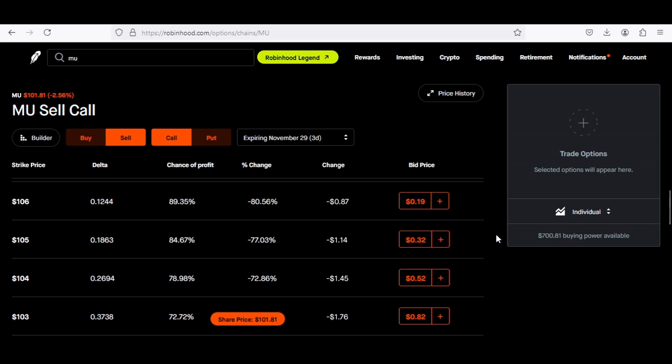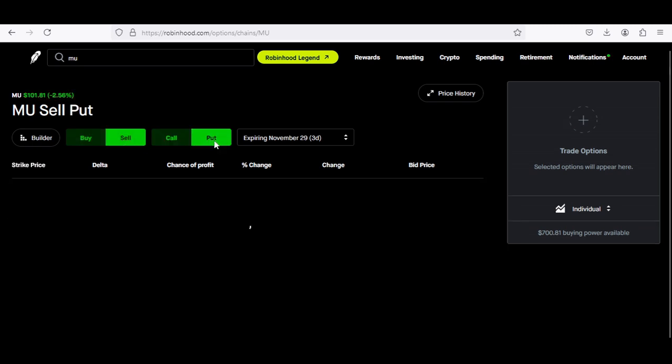Now, we're going to switch over to a different option strategy. Let's go to the cash secured put.